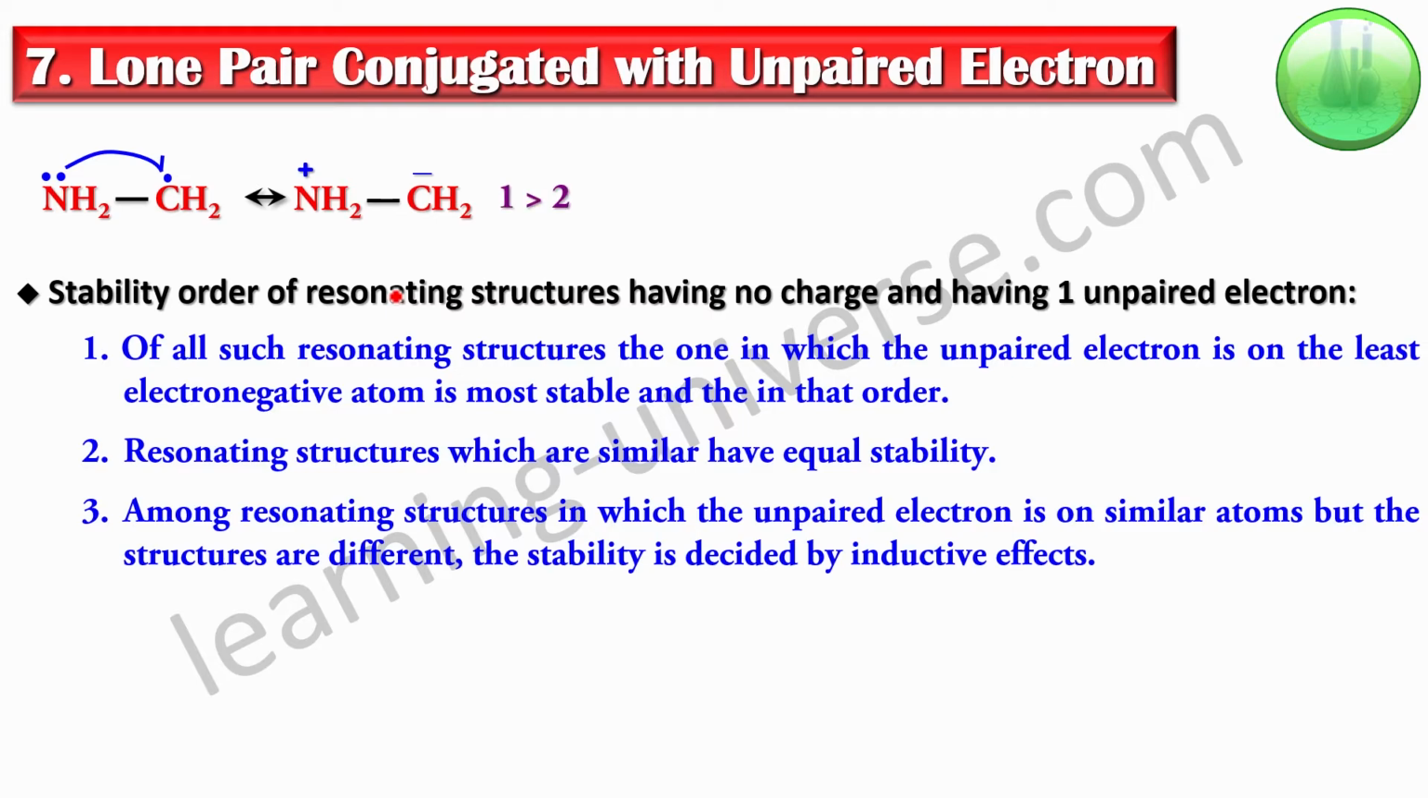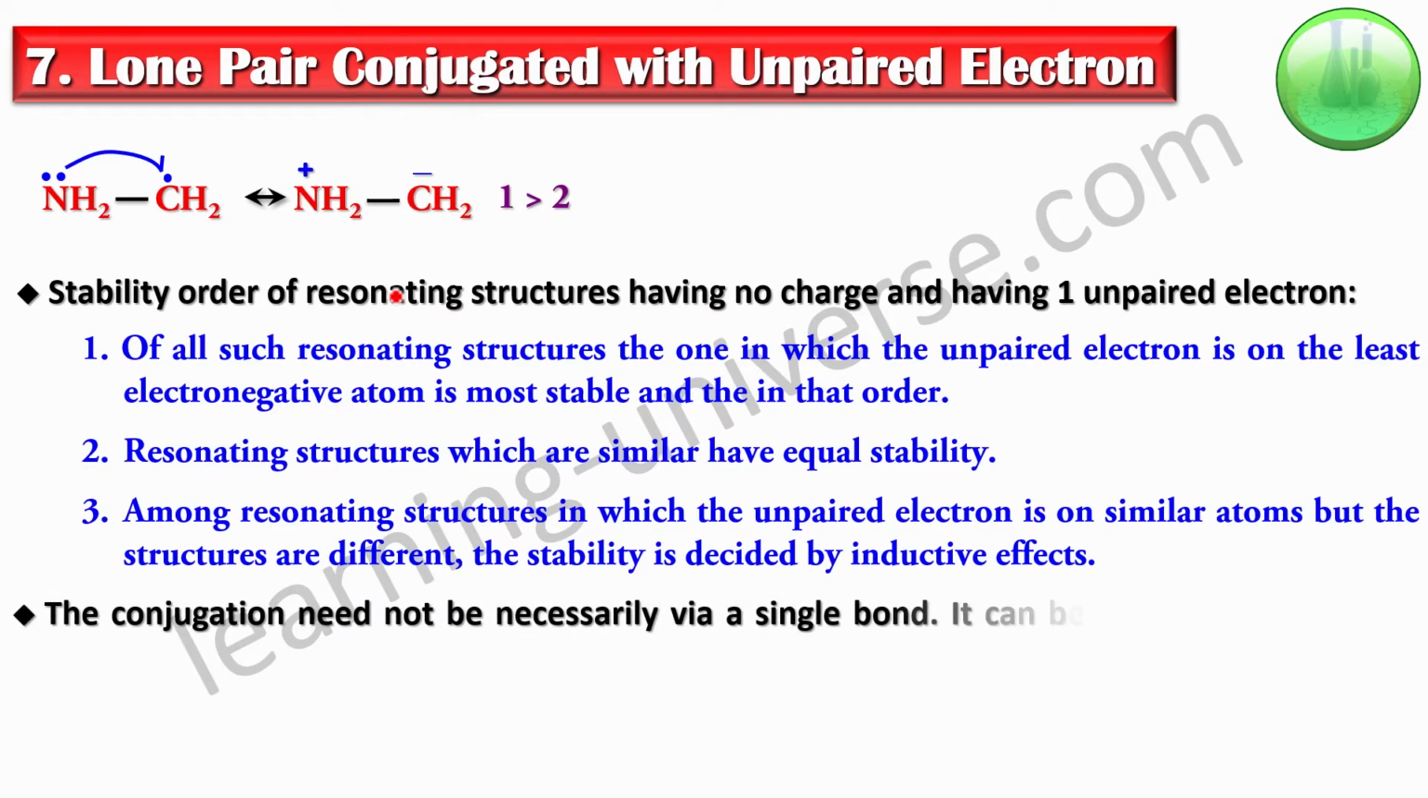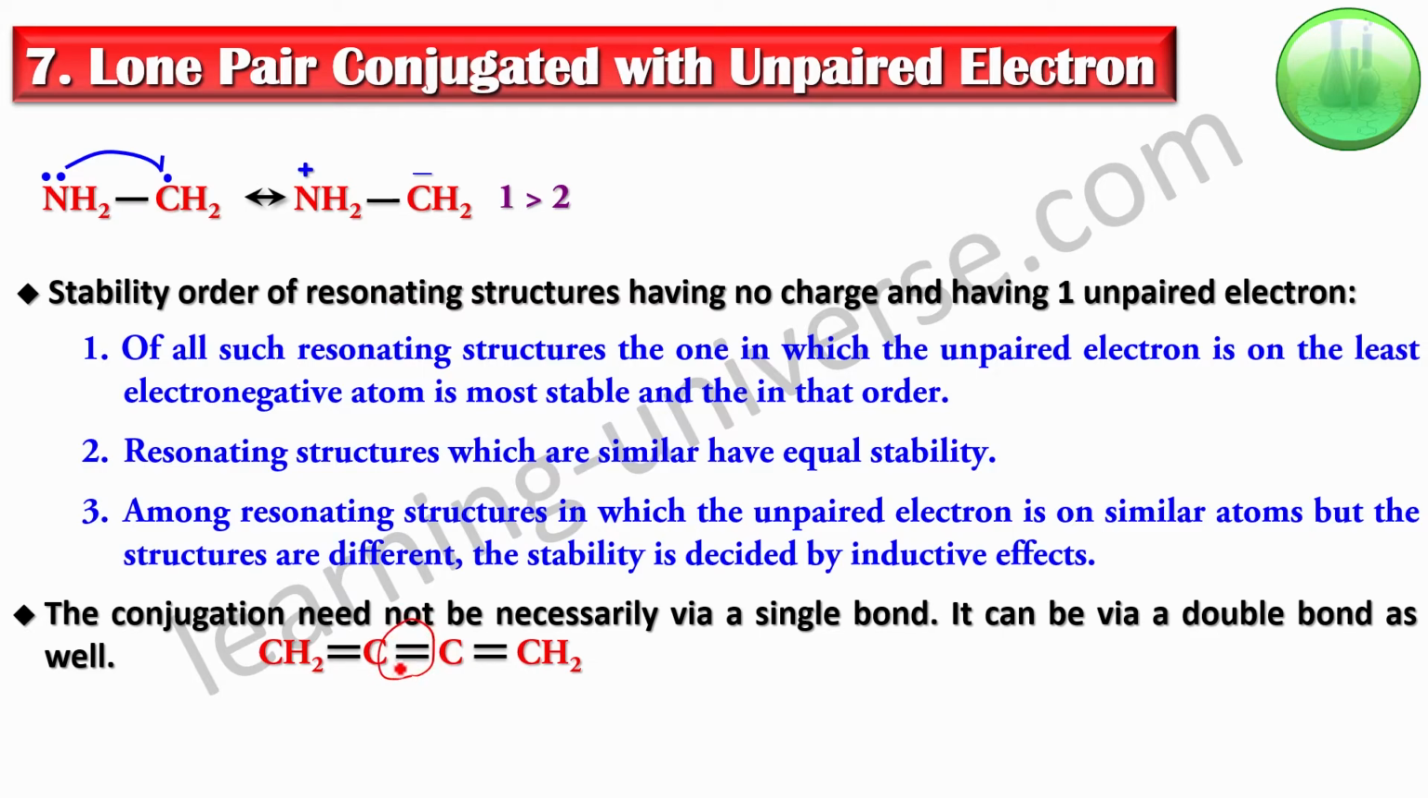Now we also need to understand something. There are certain other cases also of resonance. The first of which is that the conjugation need not necessarily be via a single bond. It could be via a double bond. That means the bond that is in between need not be single. It could be double also. But resonance will only happen between these two double bonds. This is not going to be involved in resonance, but it can separate the two double bonds. So the one which is separating need not always be a single bond.